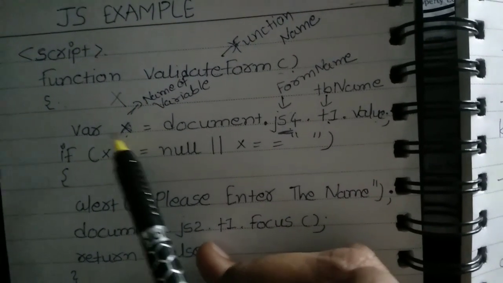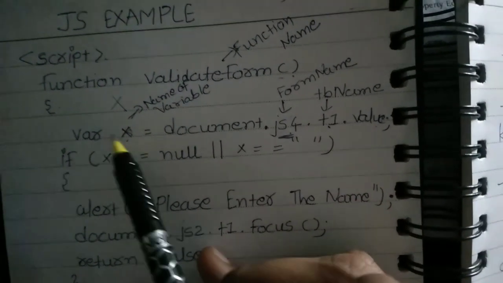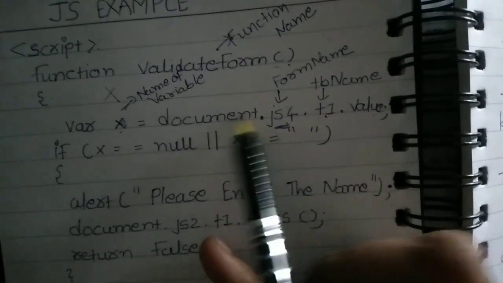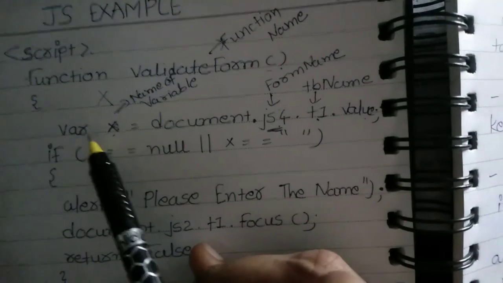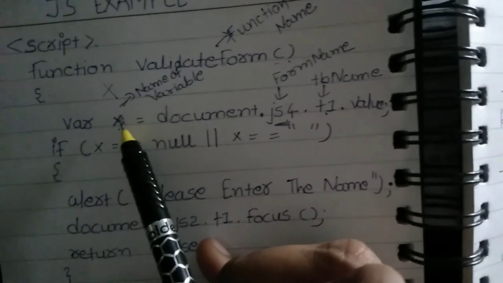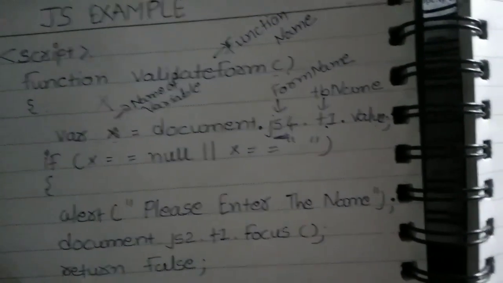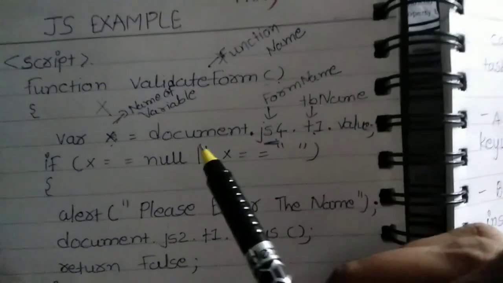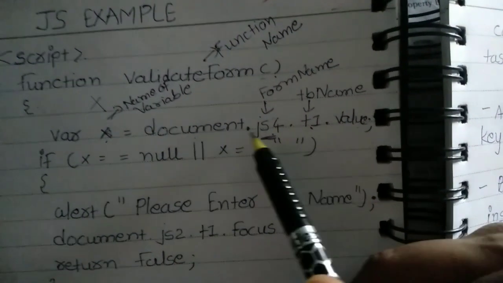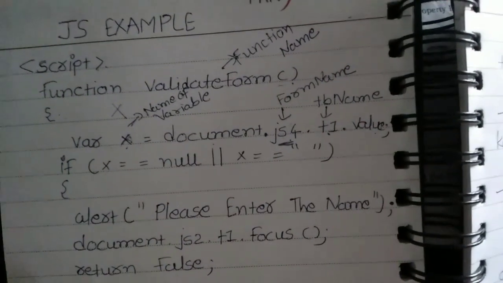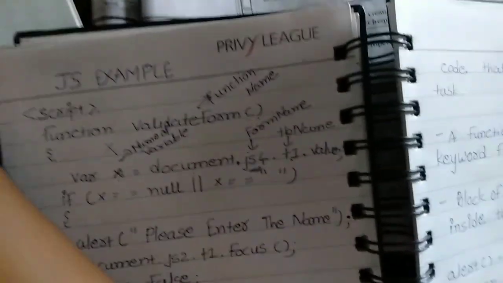Means what? Variable x. A variable is a container and it is used to store some value inside. The variable name is x. It means x is a storing variable. x stores something inside it. Which value is stored inside x? Document means what?